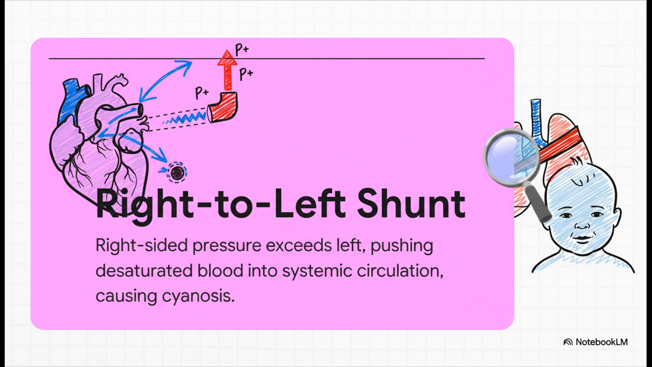You have a roadblock, like a narrowed pulmonary valve, that makes it incredibly hard for the right ventricle to push blood into the lungs. The pressure on that right side just builds and builds until, boom, the pressure on the right side is now higher than the pressure on the left. So now, if there's also a hole, like a VSD, that powerful right side is going to push blue, deoxygenated blood right across to the left side and out to the body. And that's what causes cyanosis.